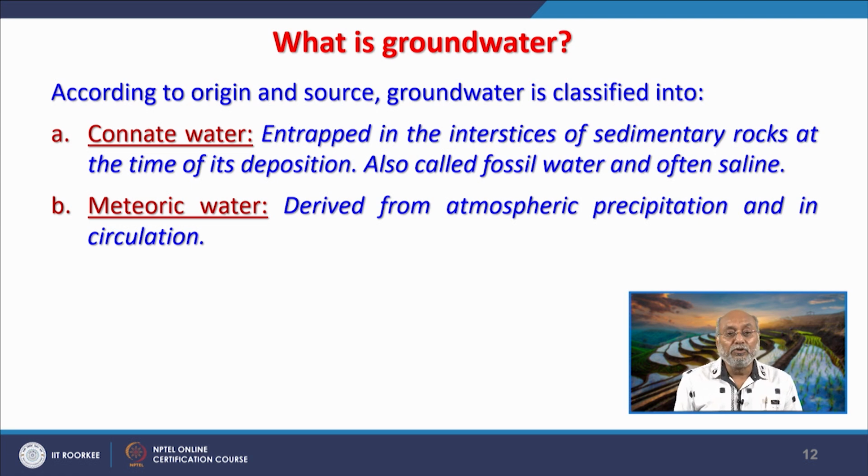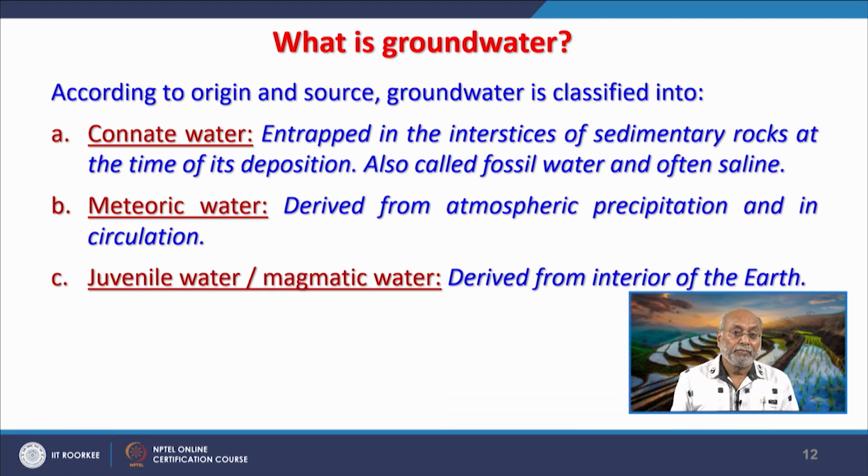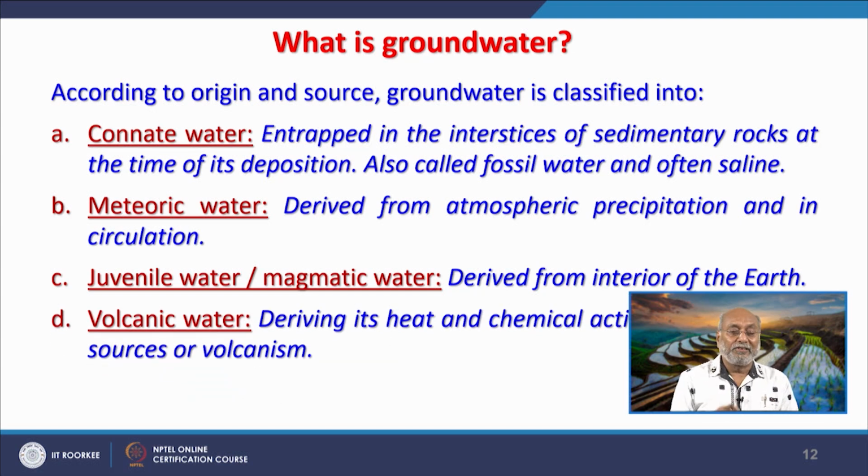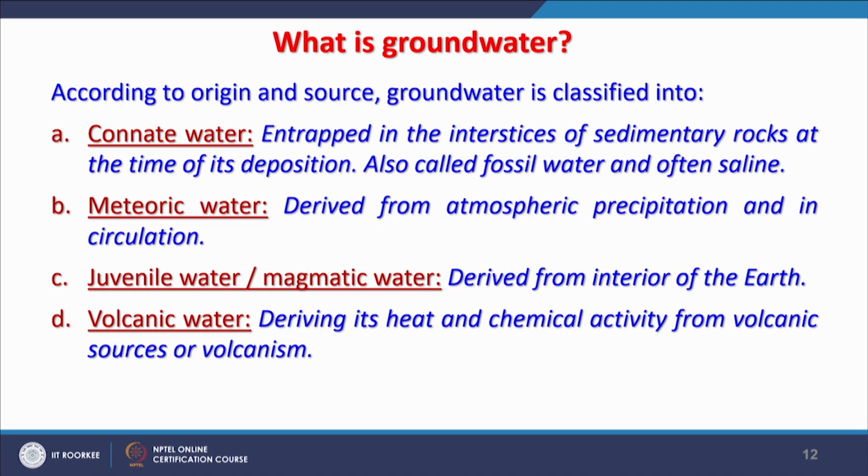Another water is called meteoric water, which is derived from atmospheric precipitation and is in circulation. And the third one is juvenile water or magmatic water, derived from the interior of the earth, in that sense new. So, that is why the term juvenile is used. And then volcanic water, which derives its heat and chemical activities from volcanic sources, from volcanism. So, these are different types of water, but mainly our focus is on groundwater; whatever the origin, if it is fresh, if it is drinkable, we should focus on and use that water.